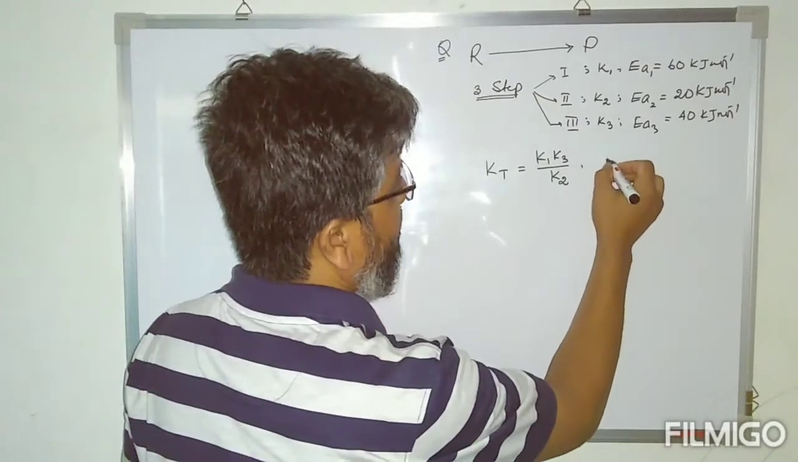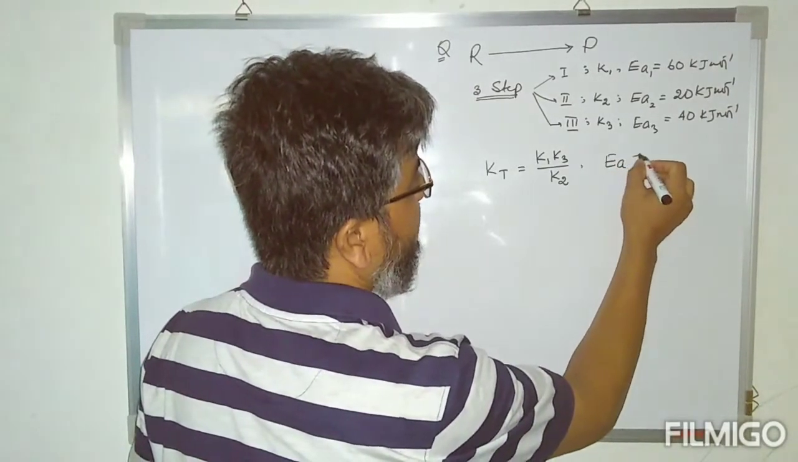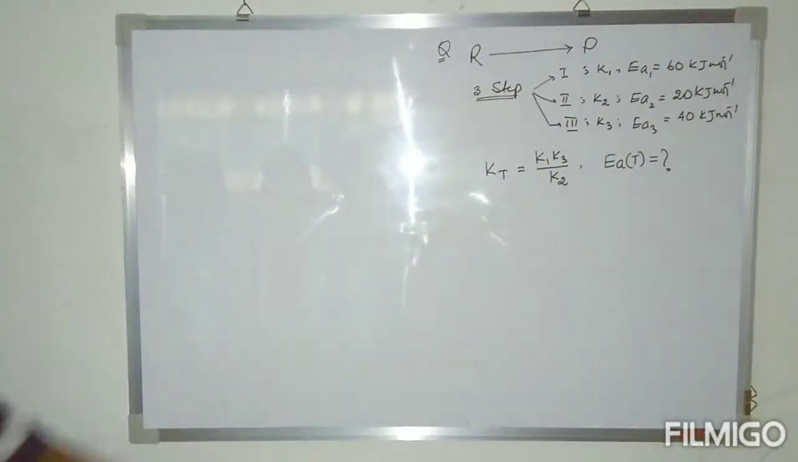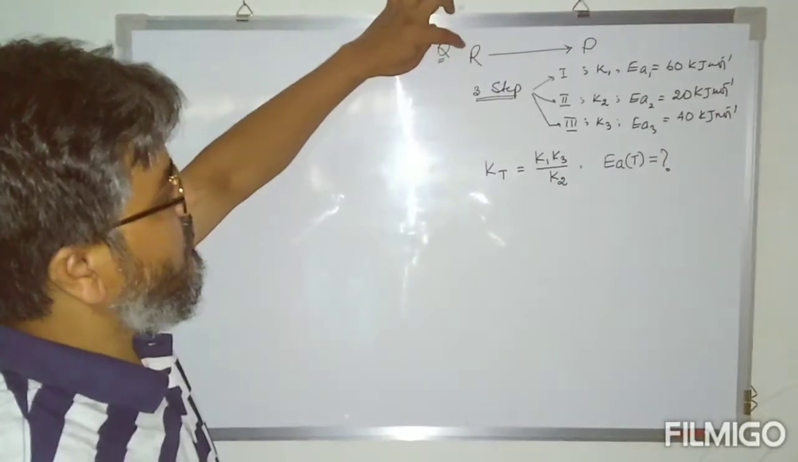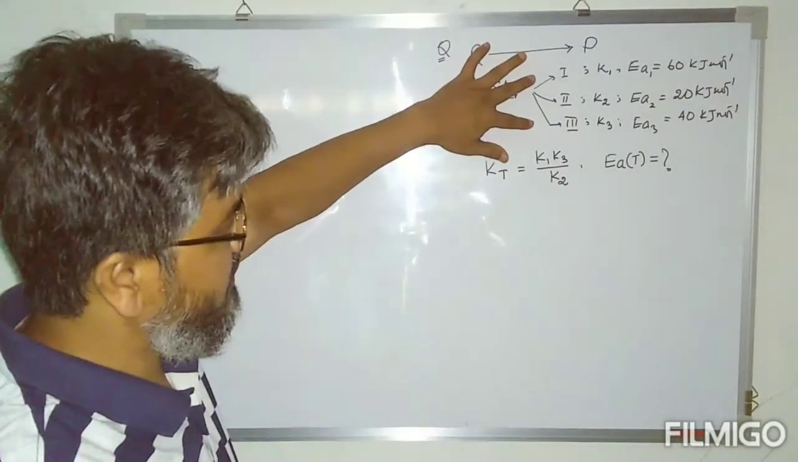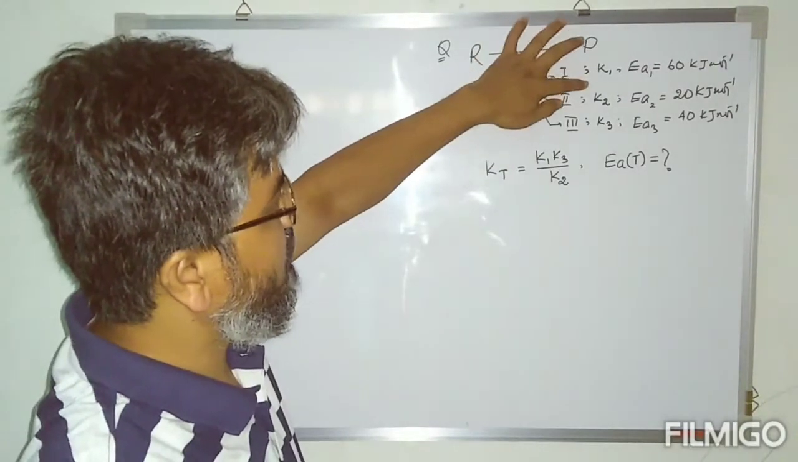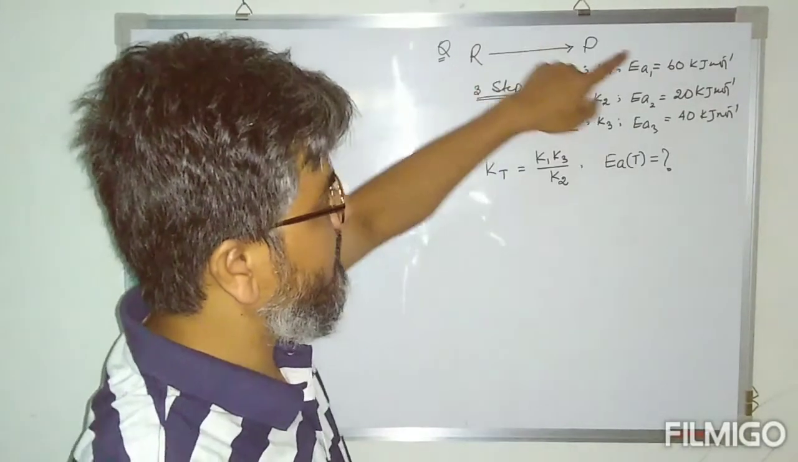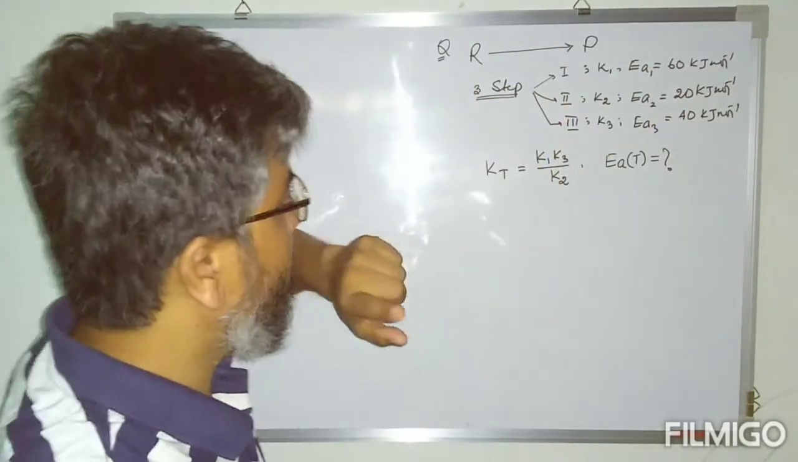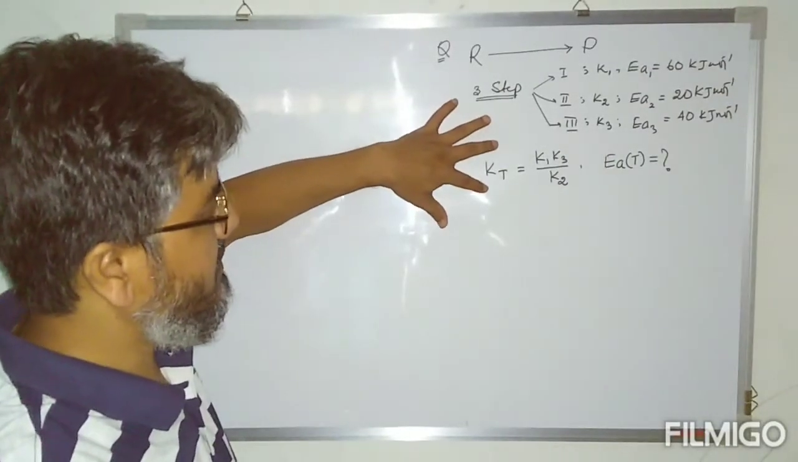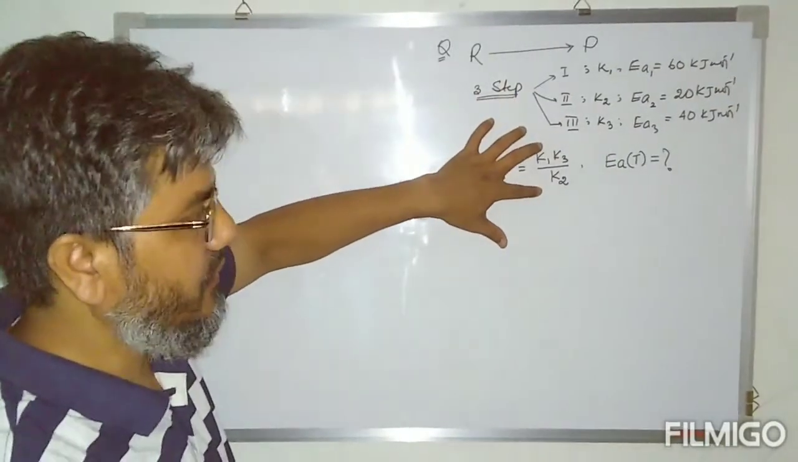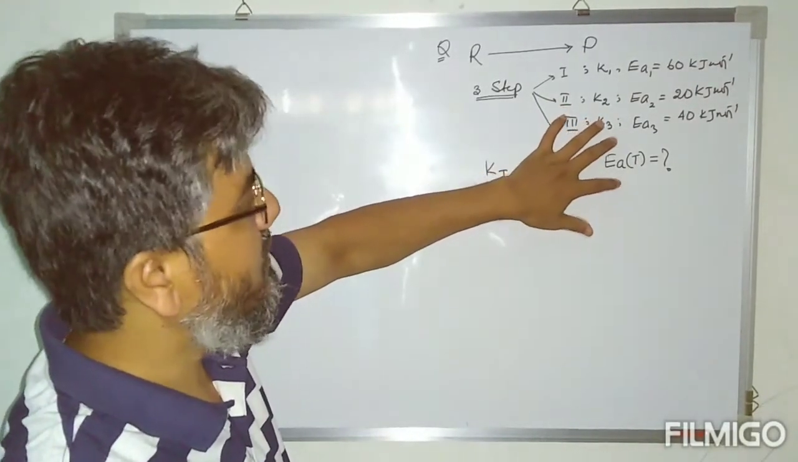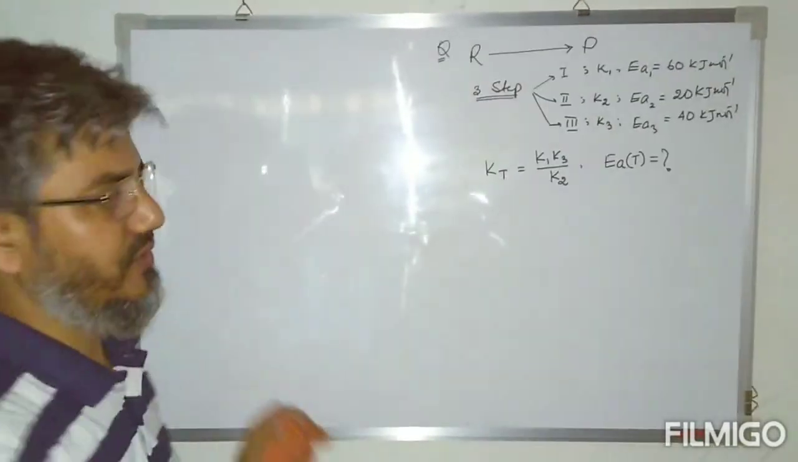Now the question says, what is the overall activation energy for this reaction? A reaction occurs in 3 different steps, K1, K2, K3 are the rate constants for the 3 steps, and activation energies are given as 60, 20 and 40 kilojoule. The overall rate constant of the reaction is K1 K3 divided by K2. Then what is the apparent or the average or the overall activation energy of the reaction?